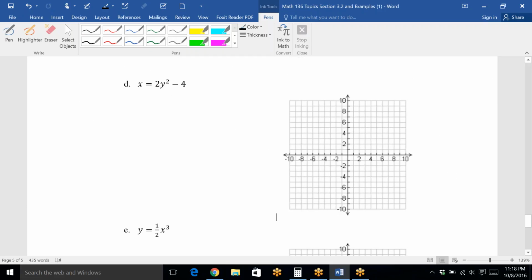And then we need to do D. So do a table of values first. Find our x and y intercepts. This one will be our y-intercept. This will be our x-intercept.